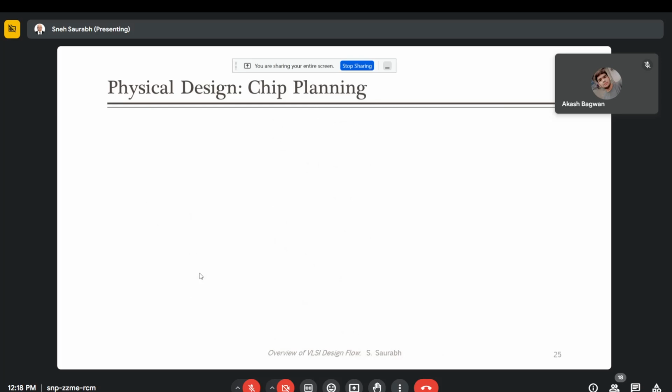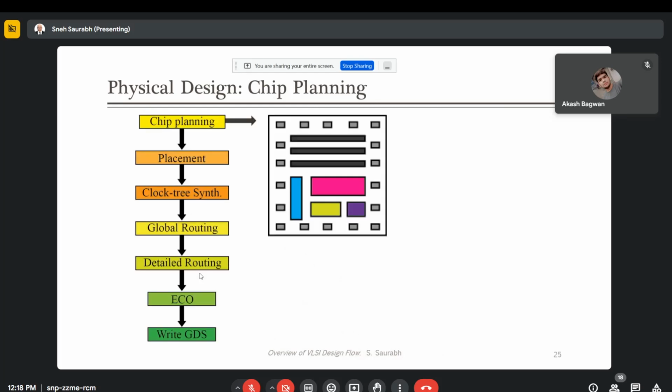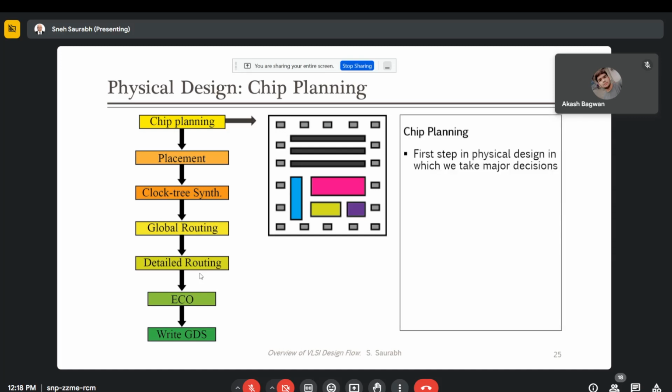Right. So the first task in physical design is chip planning. So in chip planning, what do we do? At the chip planning level, we basically take certain major decisions related to physical design. What are these major decisions?